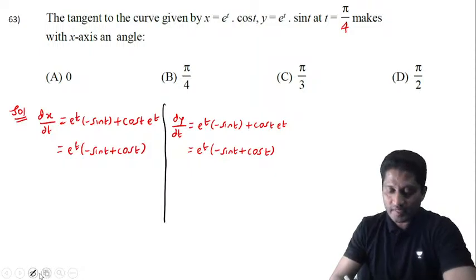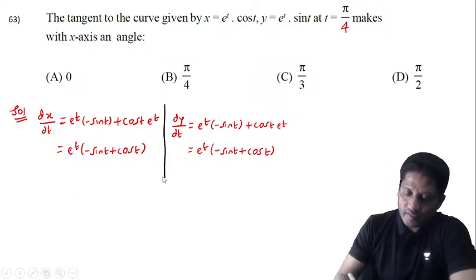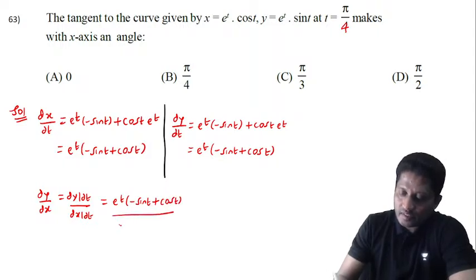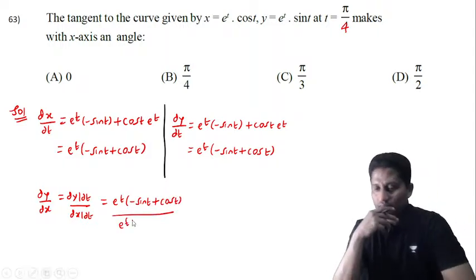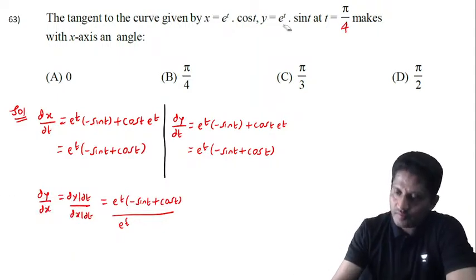Right, now dy by dx is equal to dy by dt upon dx by dt. dy by dt is e power t into minus sine t plus cos t, and dx by dt is equal to e power t. I'm supposed to differentiate this, right?